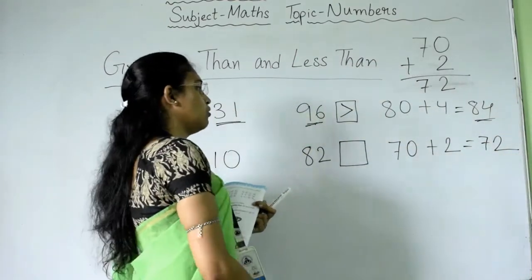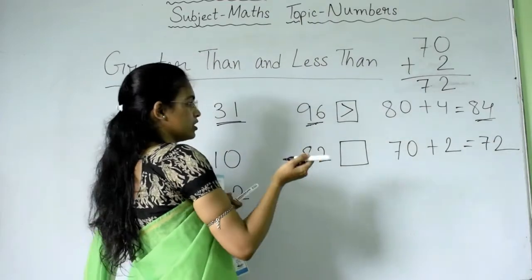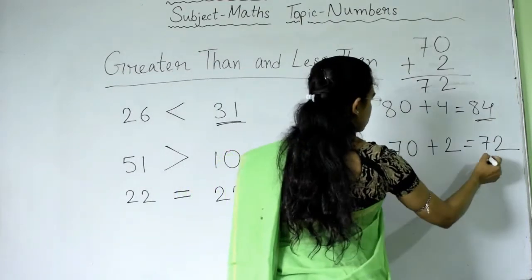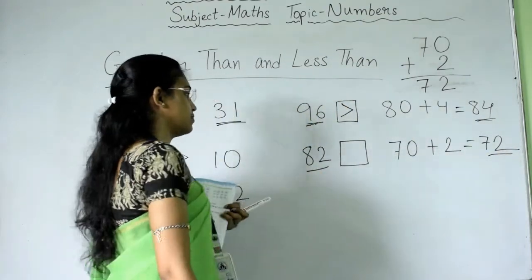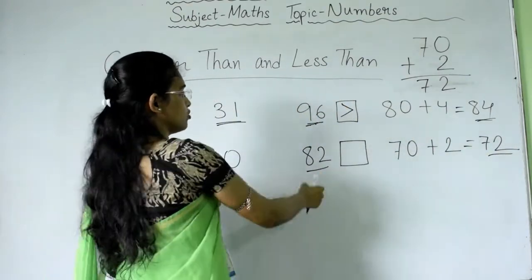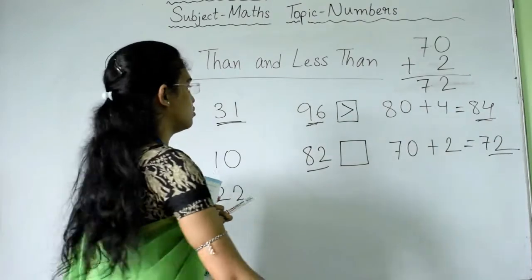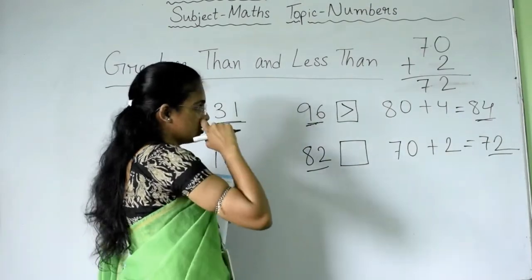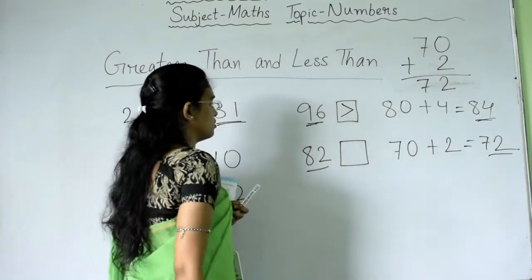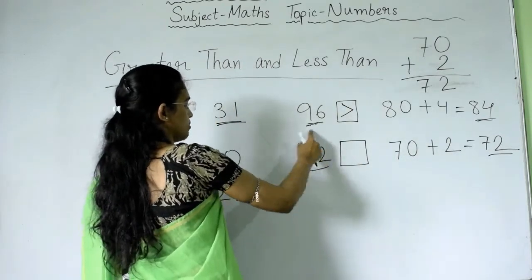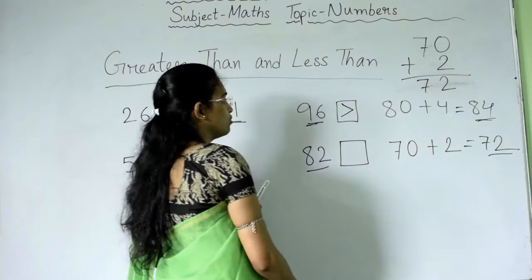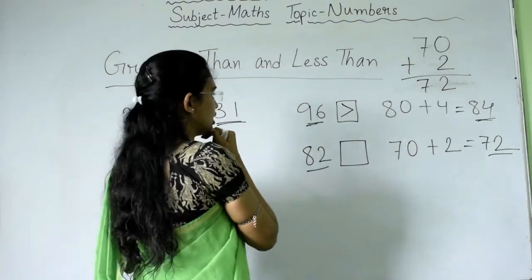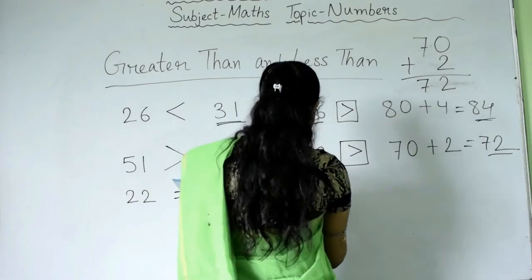So now look here, which is the biggest number, 82 or 72? Which one is the biggest number? Yes, 82 is the biggest number, right? So which number does crocodile want to eat? 72? No, he wants to eat the biggest number, that is 82. So which sign do we have to use here?